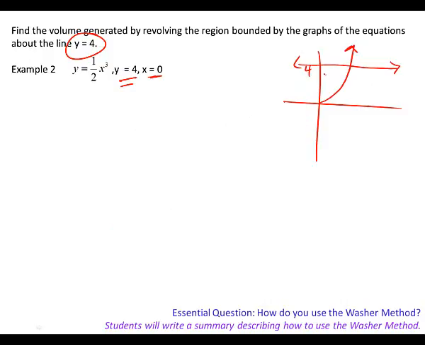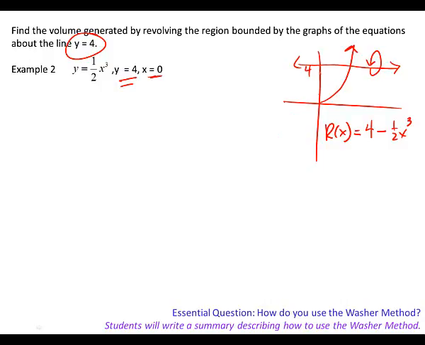We're revolving around that. Let me make sure I do it right here. All right, let's talk about our radius. Okay, so we have to do the top function minus the bottom function. What is the top function right now? 4. It is 4. What's the bottom function? 1/2 x to the 3rd. So that is our radius, our new function that we'd put in our formula, right?